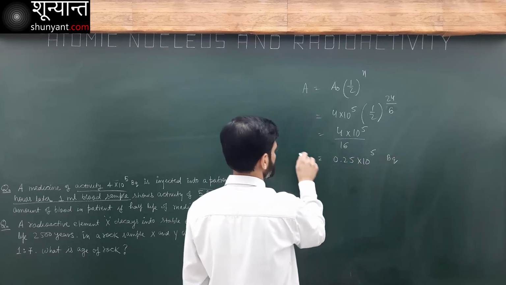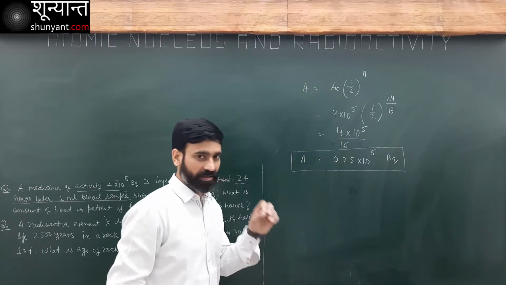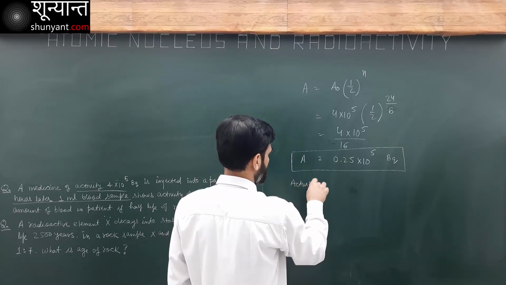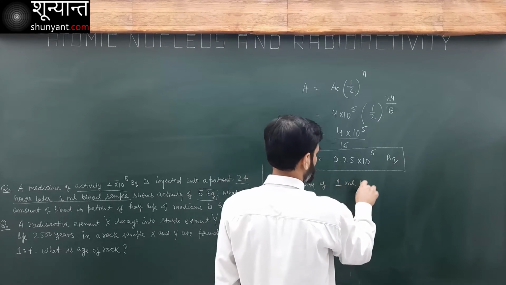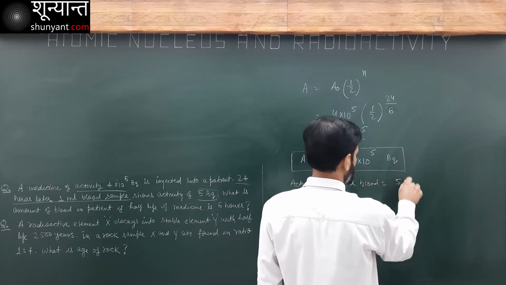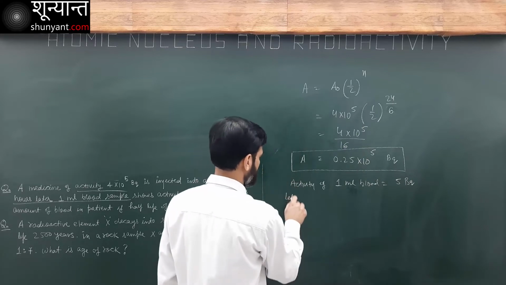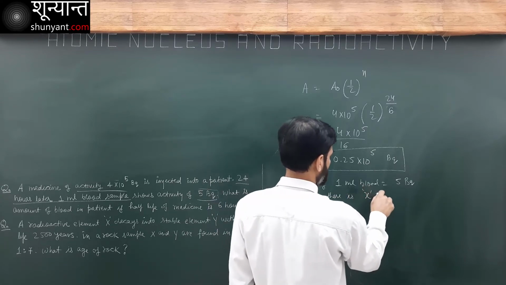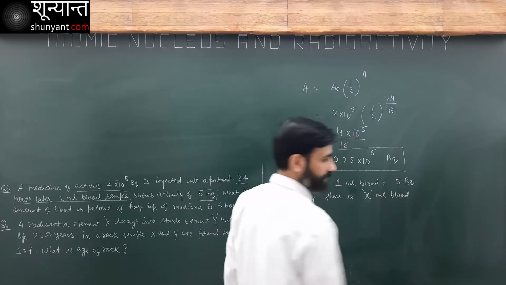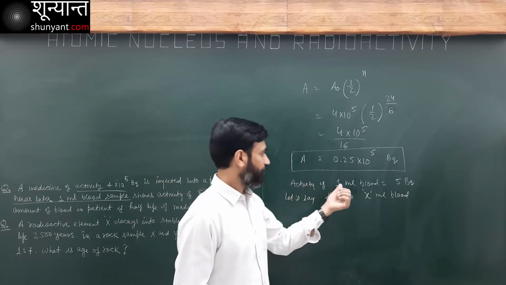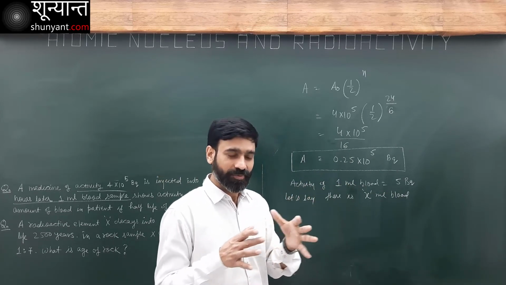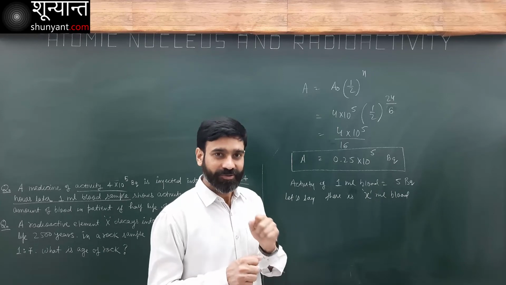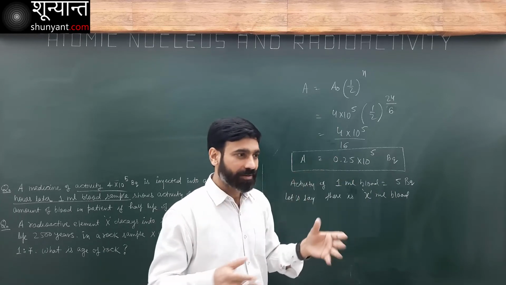What is it? This should be the total activity. Now, the activity of 1 ml blood is equal to 5 becquerel. Let's say there is x ml of blood. If the activity of 1 ml blood is 5 becquerel, then what should be the total activity if I take out all the blood? It should be equal to this, because in all of the blood this whole thing is present.